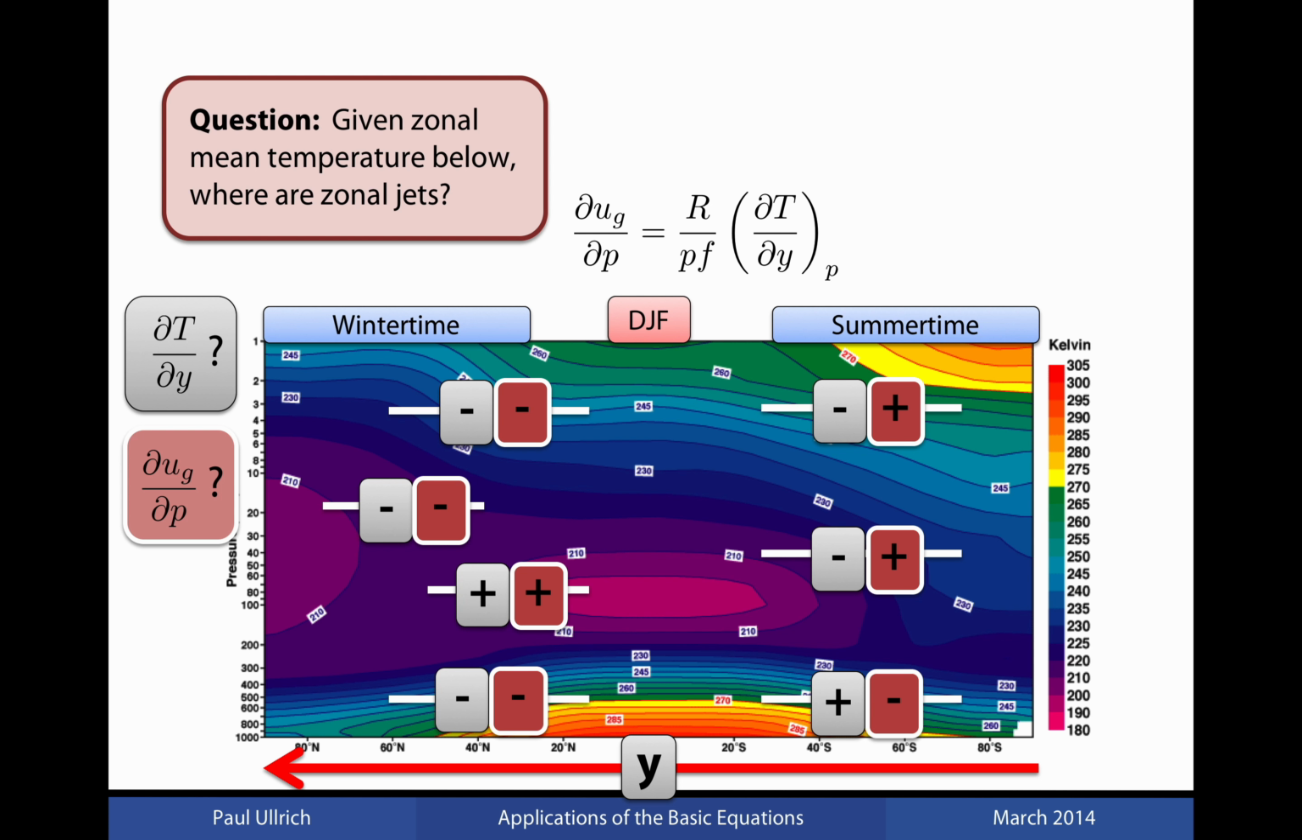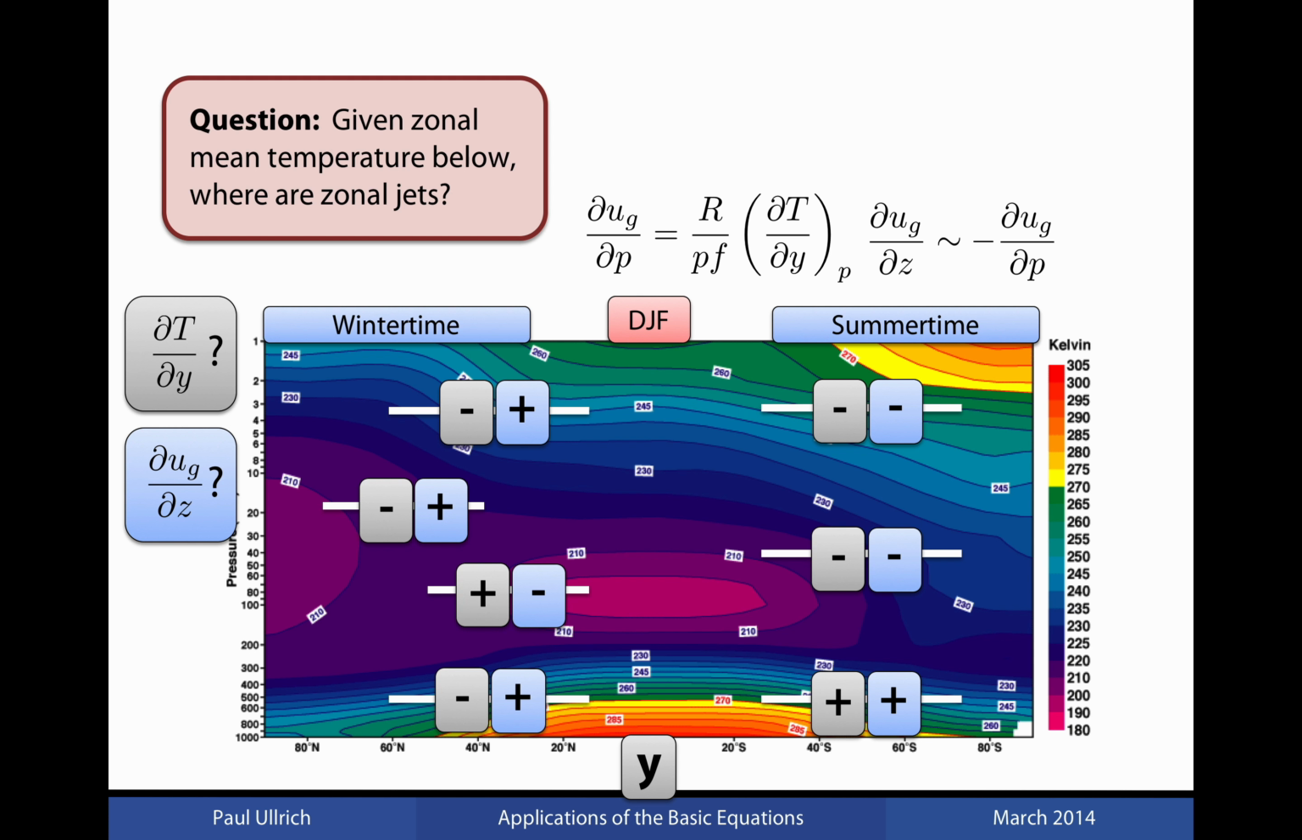And so what we observe then is that in the lower left, we have ∂ug/∂p is negative. Above that, we have ∂ug/∂p is positive, and then negative through the remainder of the stratospheric region in the northern hemisphere. In the southern hemisphere, on the other hand, we have ∂ug/∂p is negative near the surface, and then positive above the tropopause.